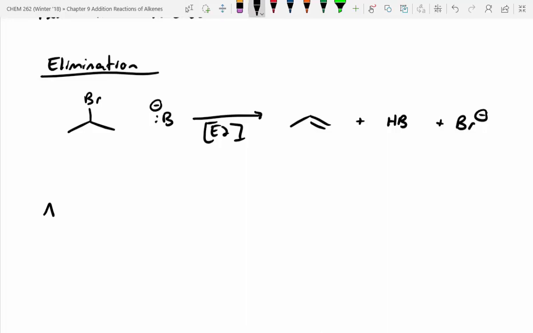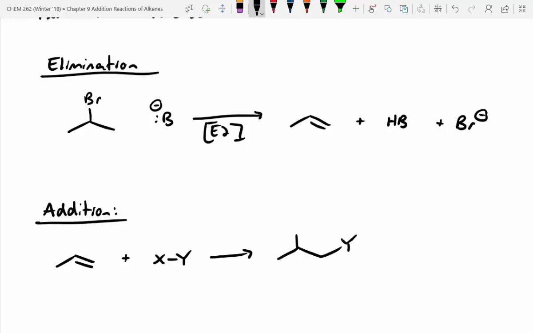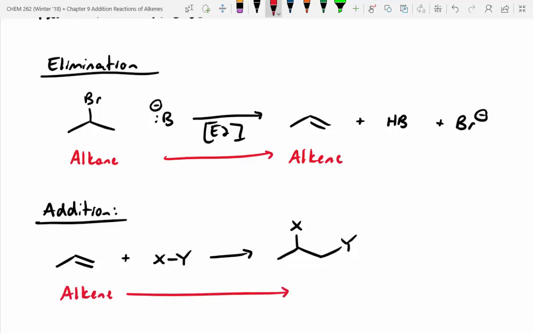Let's take a look at addition reactions. Addition reactions involve an alkene plus some other group, and I'm just going to call this group generic XY. What we're going to do is add both X and Y across the double bond. So it doesn't matter where you put the X or the Y because they're just made up at this point. But you can see in the top one, we're going from an alkane to an alkene, whereas in the bottom one, we're going from an alkene to an alkane.